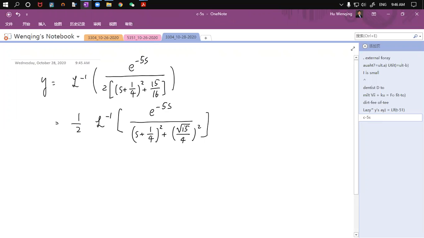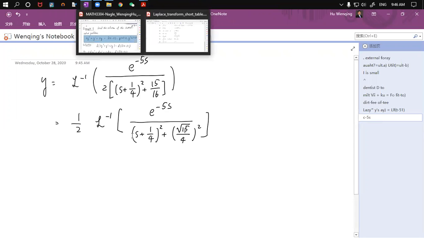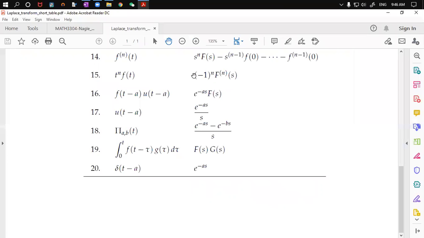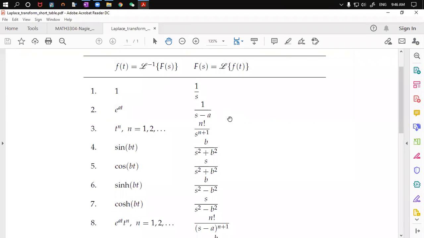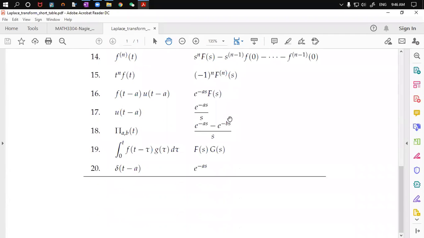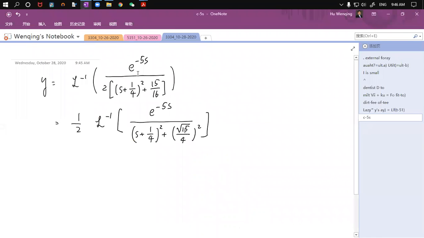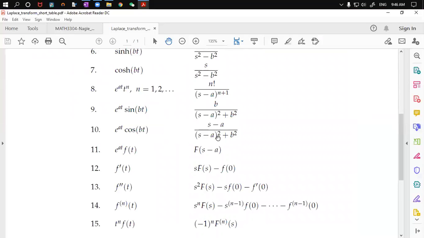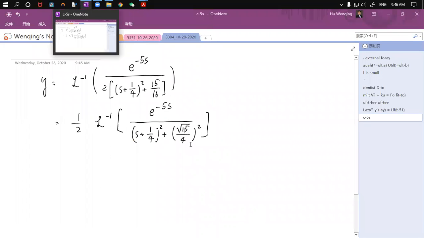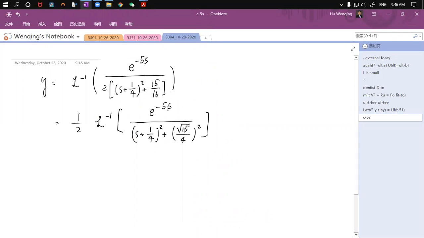So now what do you do? Well, you look at the table, right? You want to find the inverse Laplace transform, so you must look at the second column. But which term on the second column is going to work? Well, you should first look at 9 and 10. Lines 9 and 10 have a very similar denominator, where you can take a to be minus 1/4, and b to be the square root of 15 over 4. But you have an e to the power minus 5s, so what happens?